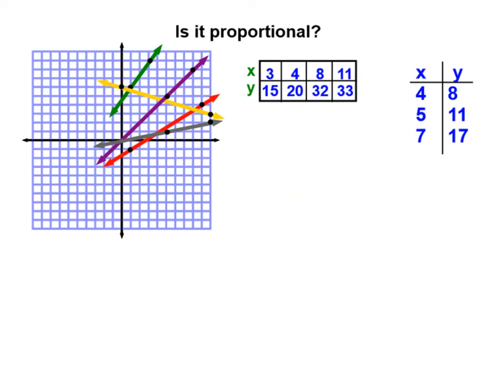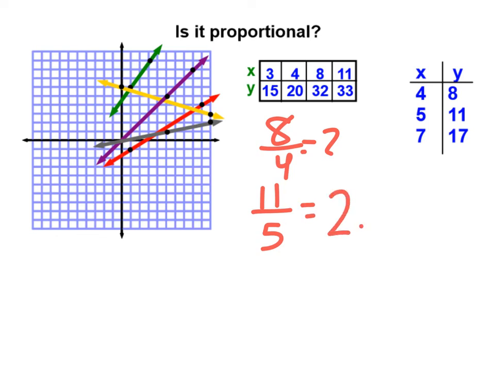Try the last one also. So I would take 8 divided by 4. 8 divided by 4 is 2. 11 divided by 5 is 2.2, and already I don't need to check anymore because I can already tell you it's not proportional because of that.